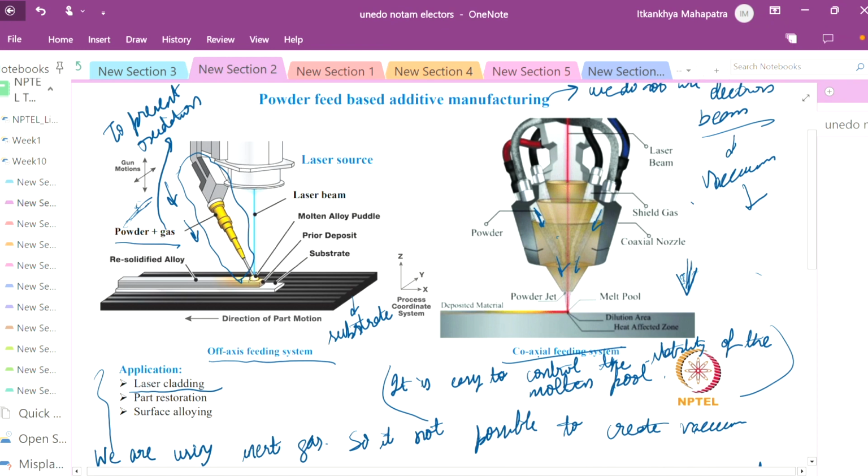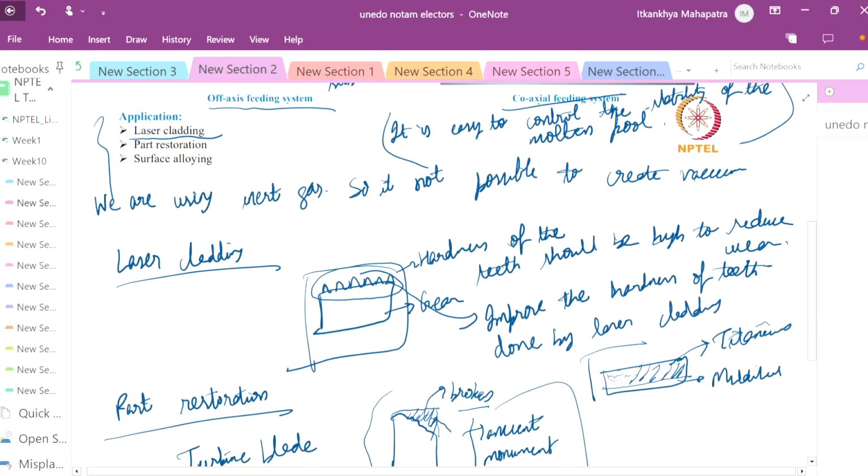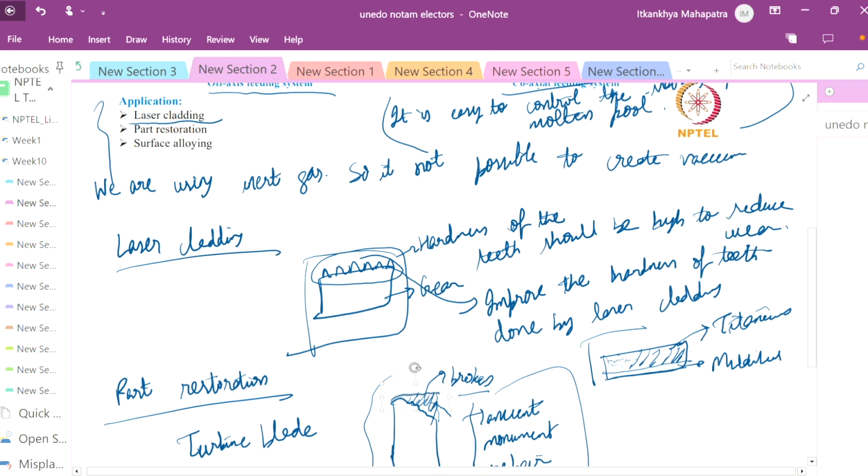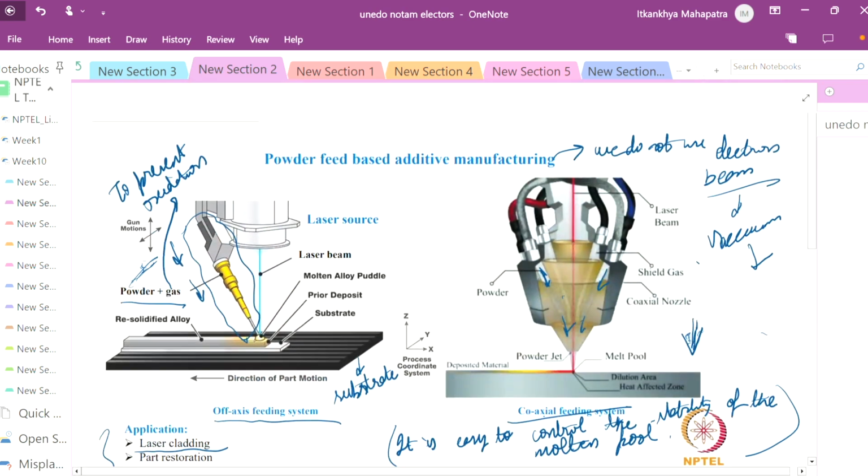Yes, we are using the powder bed only. We can use the powder bed method. Laser cladding and surface alloying are different, but only small differences. This interface is visible in laser cladding, but it's not visible in surface alloying. But both the methods we are using in powder bed.